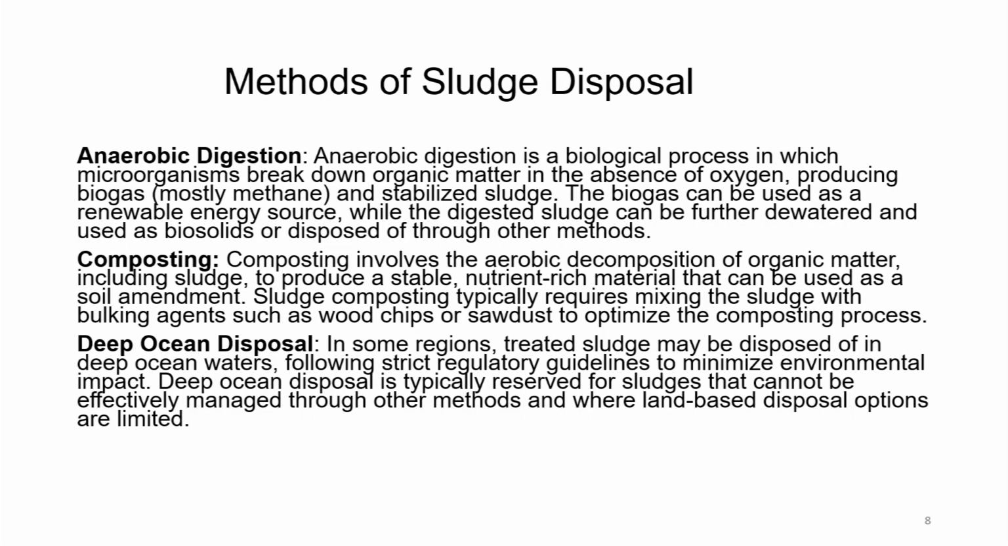Composting. Composting involves the aerobic decomposition of organic matter, including sludge, to produce a stable, nutrient-rich material that can be used as soil amendment. Sludge composting typically requires mixing the sludge with bulky agents such as wood chips or sawdust to optimize the composting process.